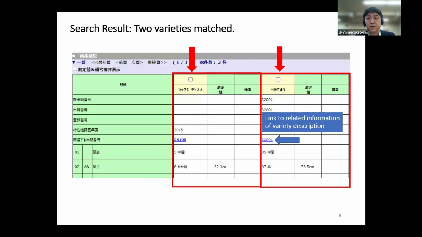Here we have the result of the previous search. So many of the varieties were narrowed down, only 2 varieties matched based on the selected state of the expression. And also we have a useful link for each variety.